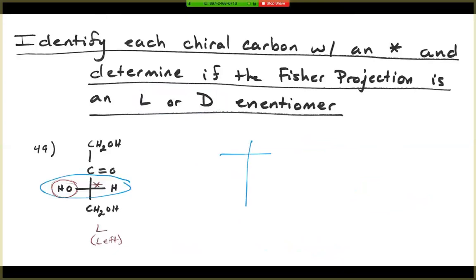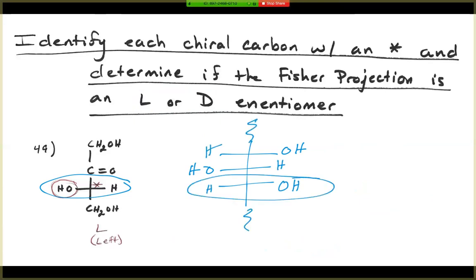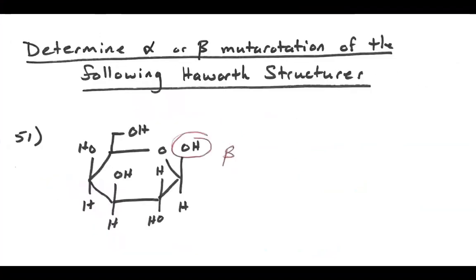So if I had a lot of chiral carbons, like there's an OH here, and an OH here, and an OH here, and the rest are hydrogen, and squiggly lines for the rest of the molecule, it's just the last chiral carbon. In this case, you'd have a D enantiomer. It does not matter that this one's pointing left. It's only the bottom one.